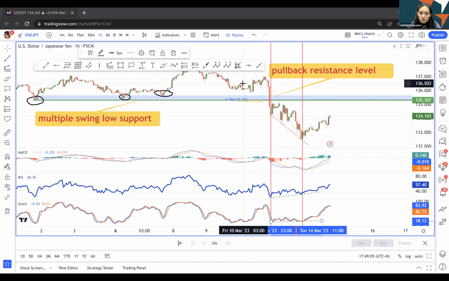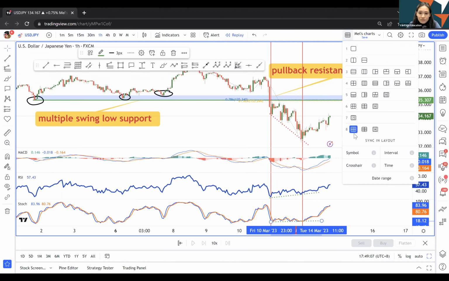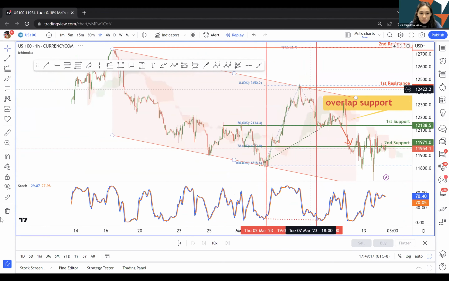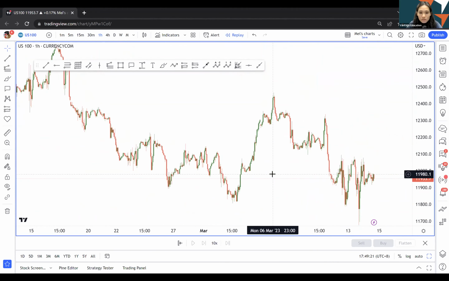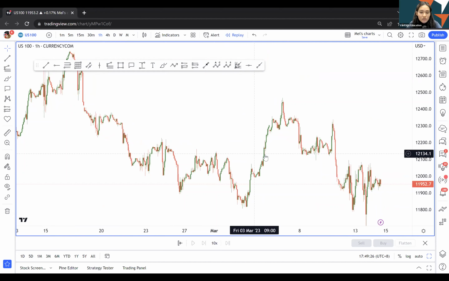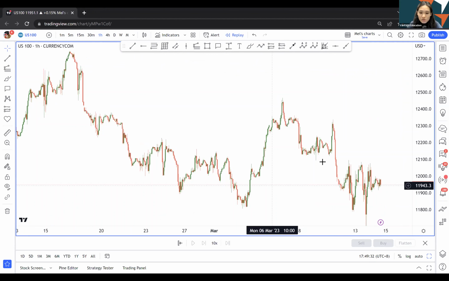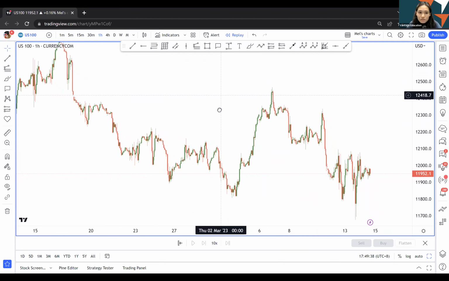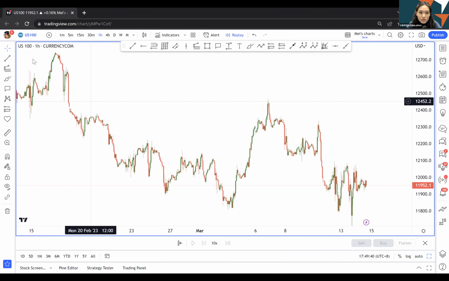Okay, let's just do one more chart together. Okay, let's do US 100. So on my hourly time frame, I have pretty clear market structure. I have very clear peaks as well as troughs, so it's good to start on a graph like this. Now let's identify some support and resistance levels.